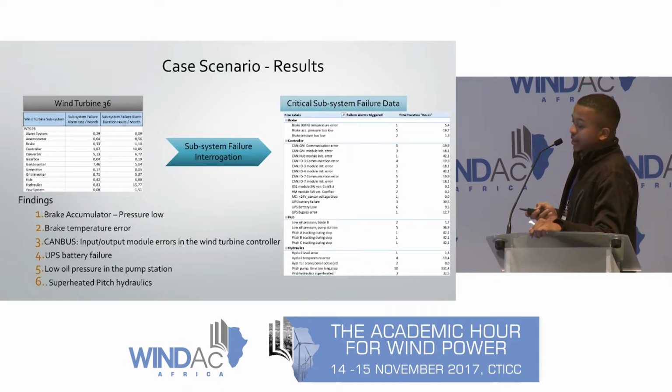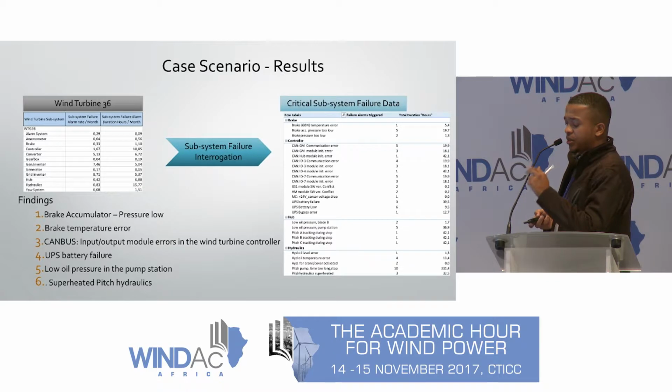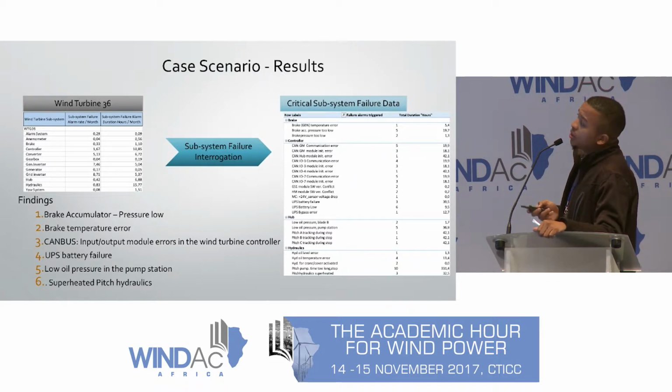But this then highlights, by doing that, you can now identify which alarms or which components linked to these alarms are showing increased failure rates. So the results that came out was that the brake accumulator pressure was low for an increased number of times. It occurred 5 times, which was slightly higher than the wind turbine population mean, an outlier from the wind turbine population mean.